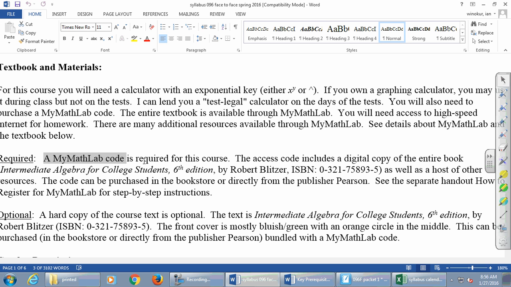If you already have a My Math Lab course from taking this course in a previous semester, you do not need to pay for another one. Just come find me right after class and I'll tell you how to use the access code that you've already purchased. The other thing I want to look at on this document right here is on the last page.